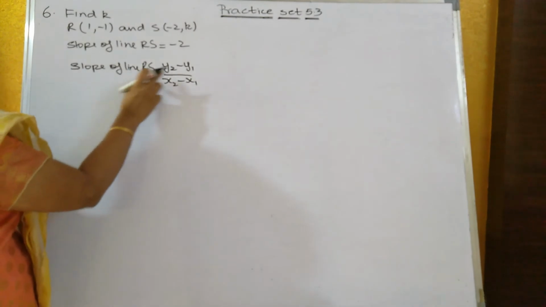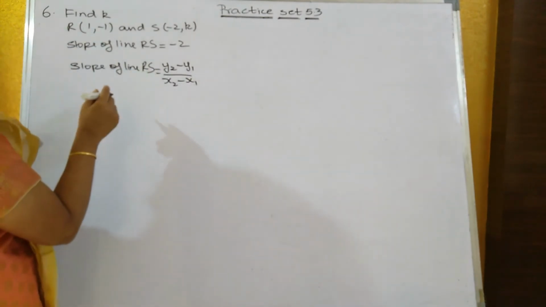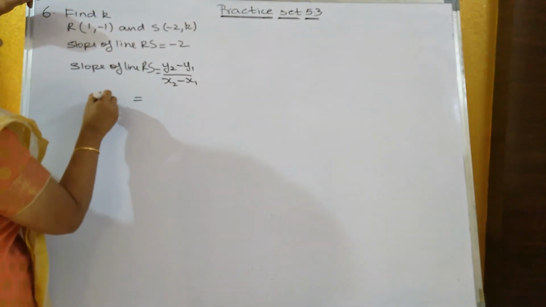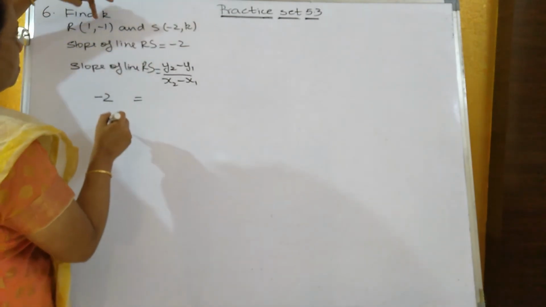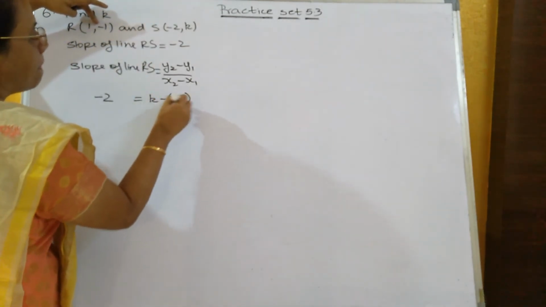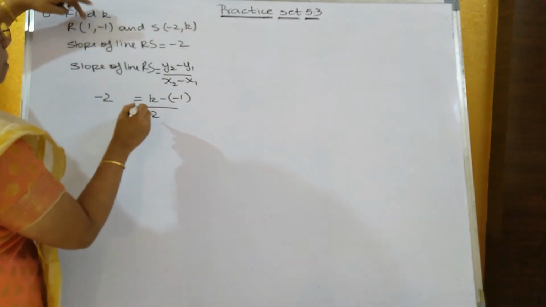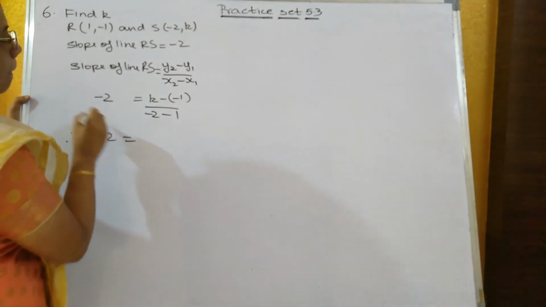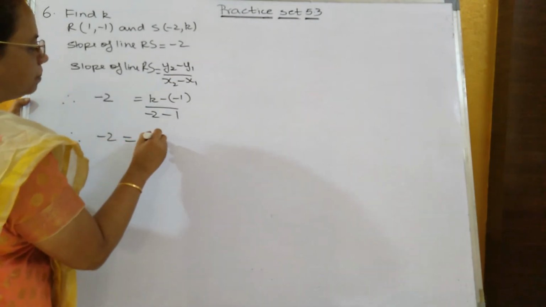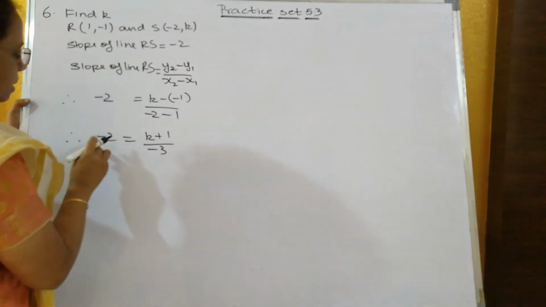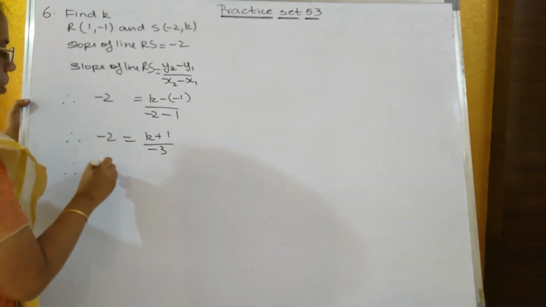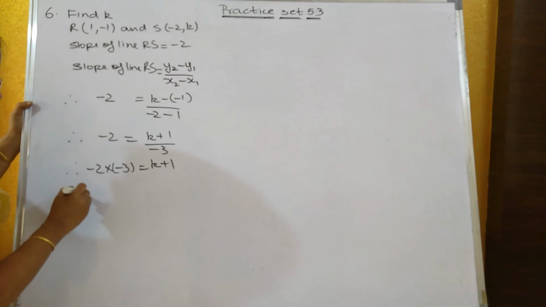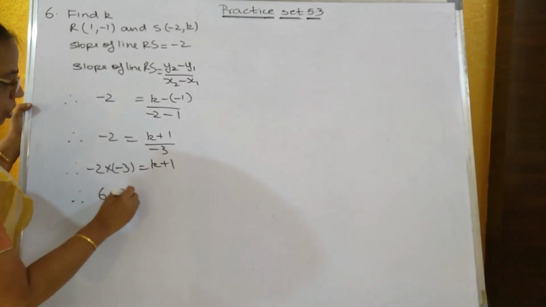Now slope of line RS is Y2 minus Y1 upon X2 minus X1. The slope of line RS we already know, that is -2. So K minus (-1) upon -2 minus 1. So -2 is equal to K plus 1 upon -3. Take the -3 on this side. So what you'll get? -2 into -3 is equal to K plus 1. Now -2 into -3 is how much? 6 is equal to K plus 1.